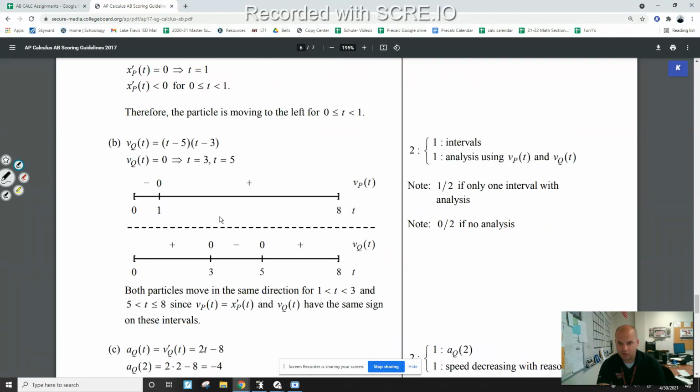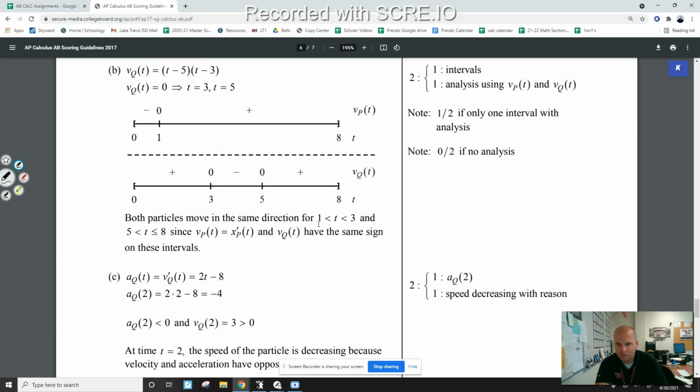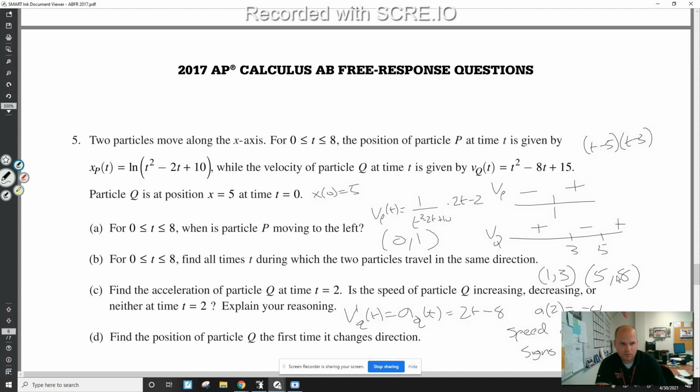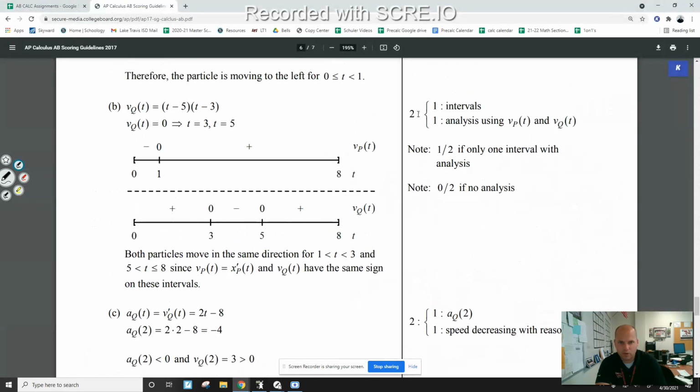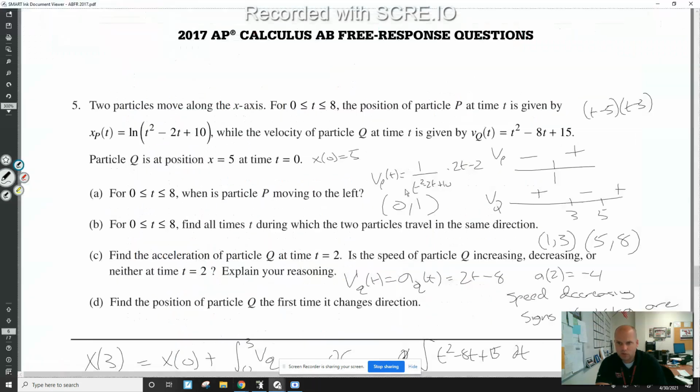2 points for our intervals. Oh, look at you guys. Great job. Yeah, guess what? I do that too. But they usually don't accept this. Anyways, 1 to 3, 5 to 8. Boom. That was worth 2 points. 2 points for part C.